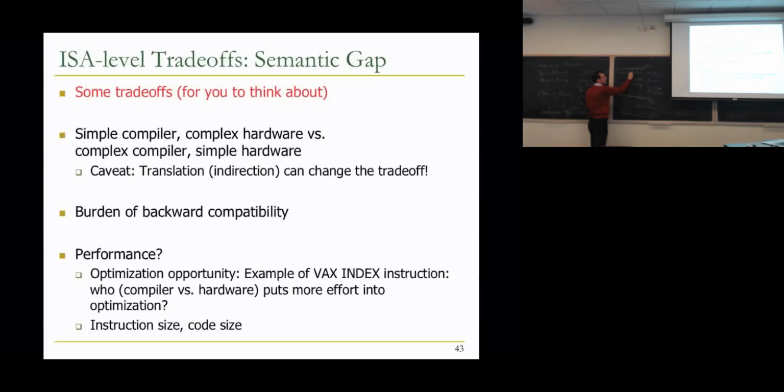Now the question is, who does this translation? Does the hardware do this translation, or does the software do this translation? And we've seen both cases. In modern x86 processors, the programmer-visible ISA is CISC, x86, and when the hardware decodes a complex CISC instruction, it breaks it down to simpler instructions. And the back end of the pipeline is optimized for those simpler instructions.